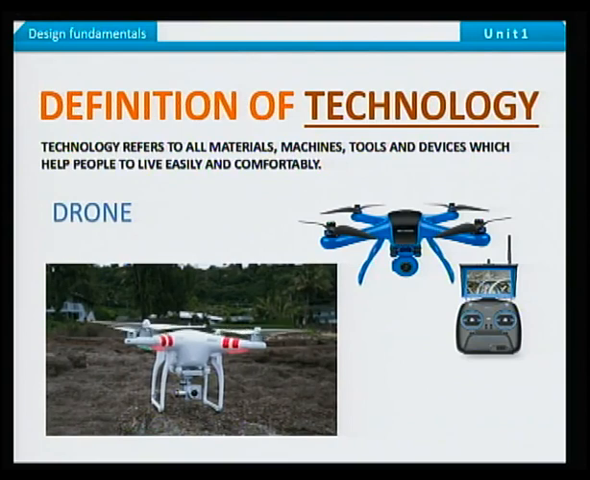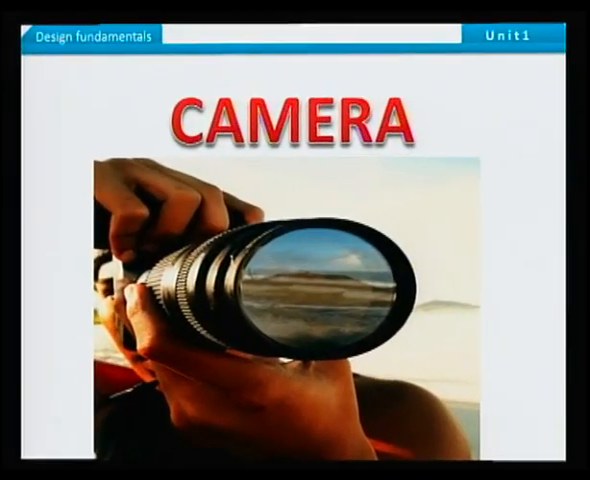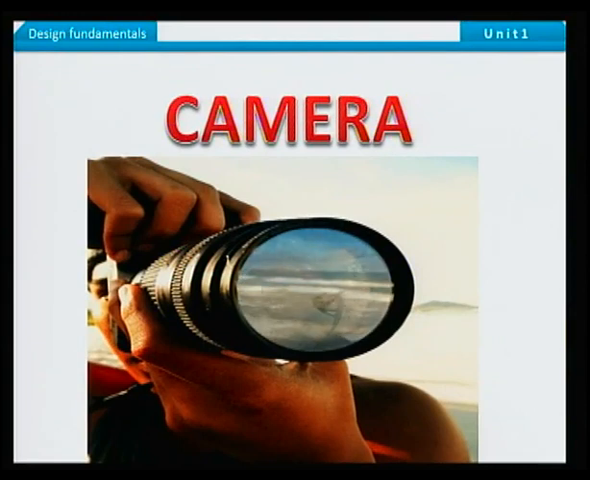So, we come back again to the definition. Technology uses modern tools, devices, and machines to create goods and services to enhance our life. Do you agree? Let us consider a camera. So, do you know what a camera is? That's not a very difficult question for you. It is a device for recording images in the form of photographs, movie film, or video signals.